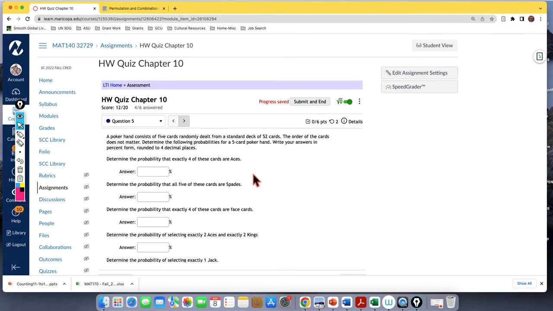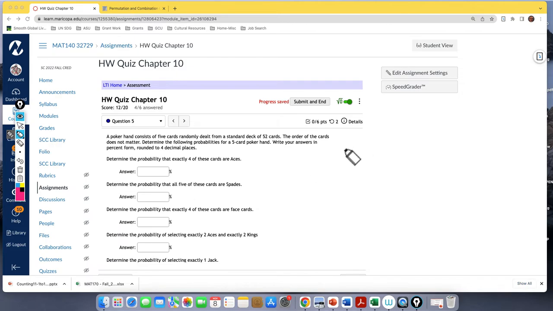So this is with the deck of cards. We've got 4 problems within this one. A poker hand consists of 5 cards randomly dealt from a deck of 52 cards. The order of the cards does not matter. Determine the following probabilities for a 5-card poker hand. Write your answers in percent form, rounded to 4 decimal places. So the first thing we have to do is figure out how many total poker hands are possible.